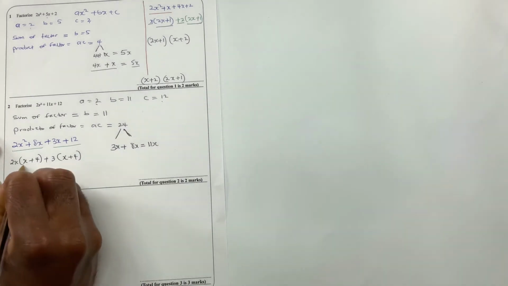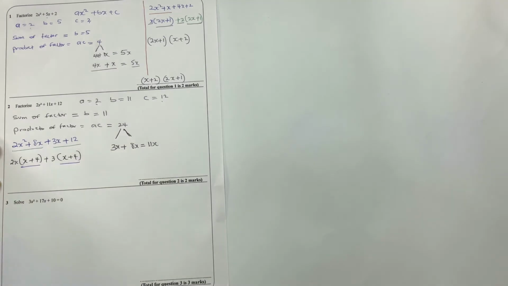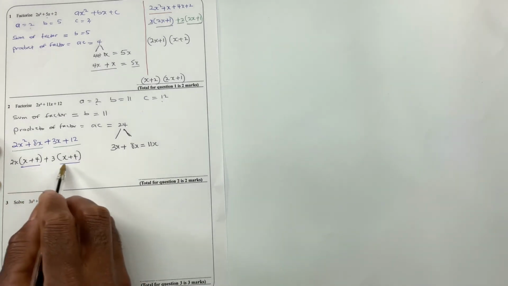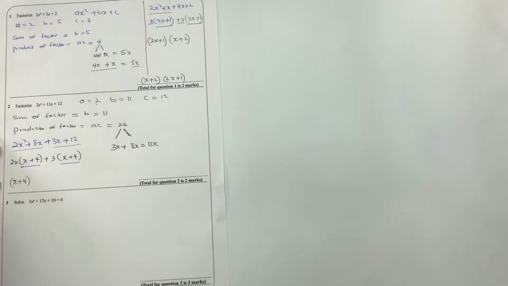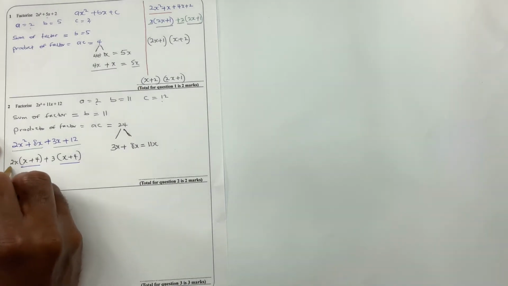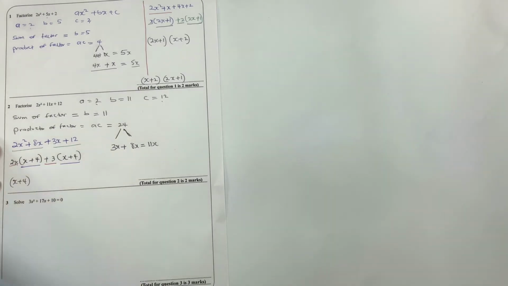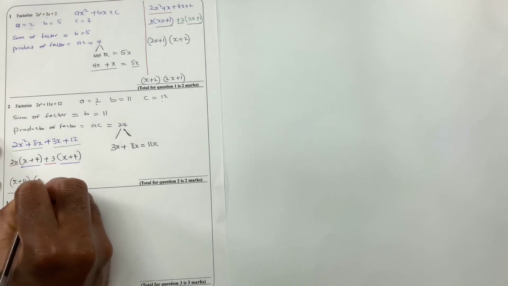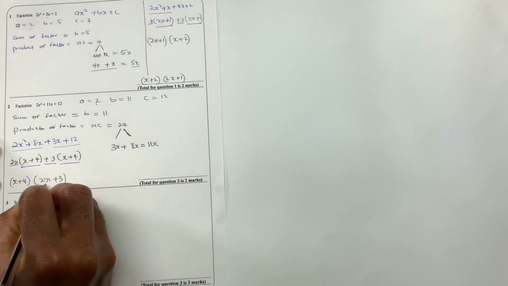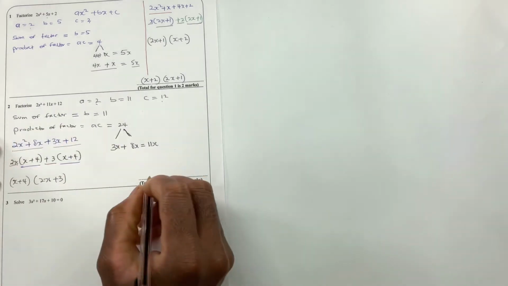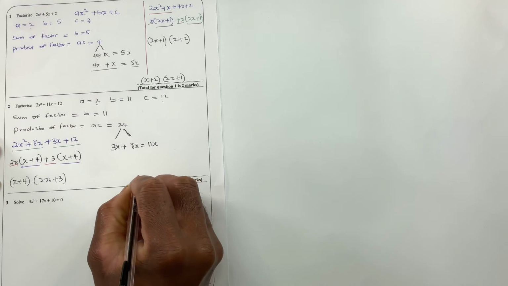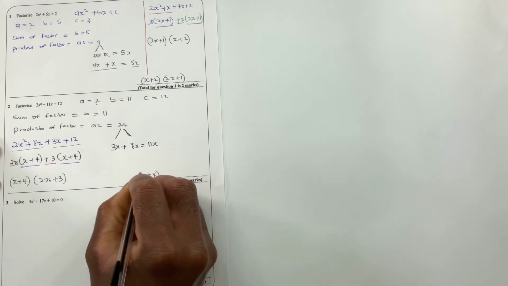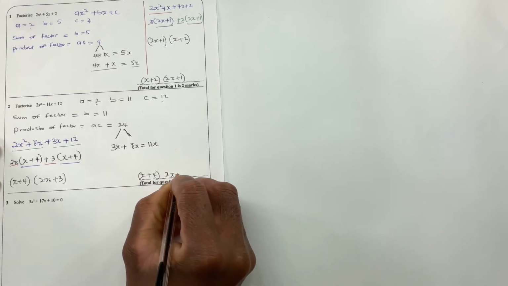I can see a common factor here, x plus 4. If I take it out, I'm going to get x plus 4, and what's left will be 2x plus 3. So the other factor will be 2x plus 3. So the factors that we're looking for, if we expand this, we should get that back: x plus 4 and 2x plus 3.